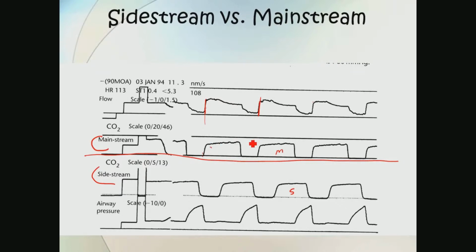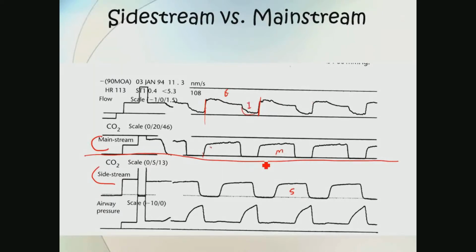Or in this case, as exhalation starts, you start seeing the expired CO2 coming. And as the breath then triggers itself back into inspiration, you see a zeroing of it. So mainstream is in sync with what the ventilator is doing.